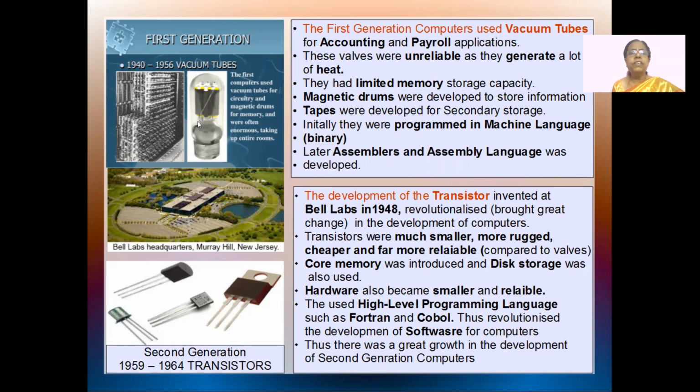Basically, the first generation vacuum tube computers were created for accounting and payroll applications. But these valves were very unreliable because they generated a lot of heat, and so the computer would stop. It also had very limited memory storage, though it occupied such a big room. For this memory storage, magnetic drums were developed for storing information.